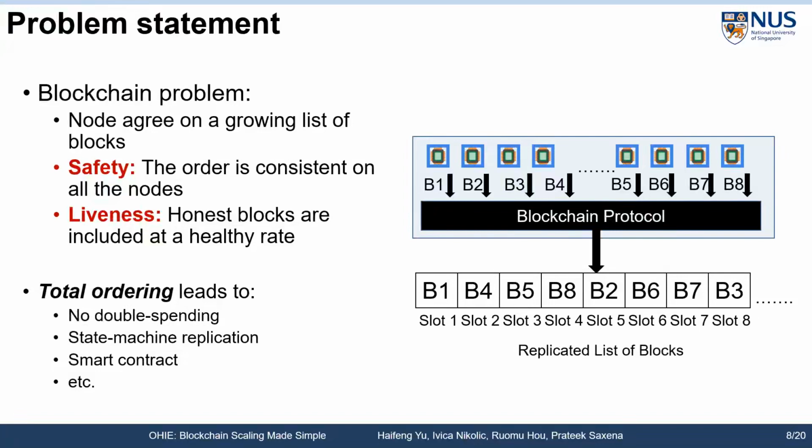We know that while different applications of blockchain require different properties, totally ordering blocks will lead to many of the desirable properties in applications, such as no double spending. That's why we care about total ordering.